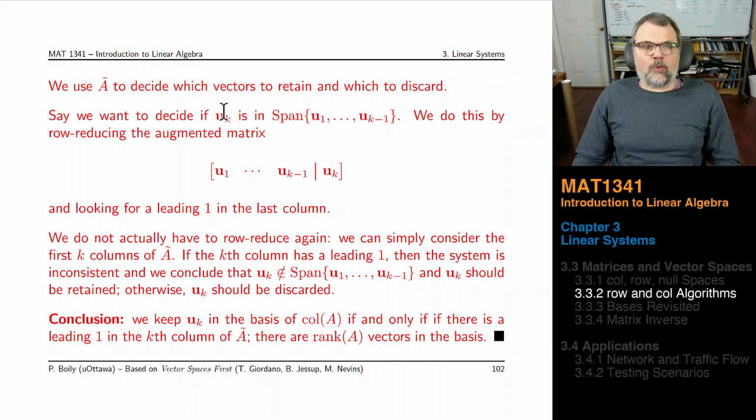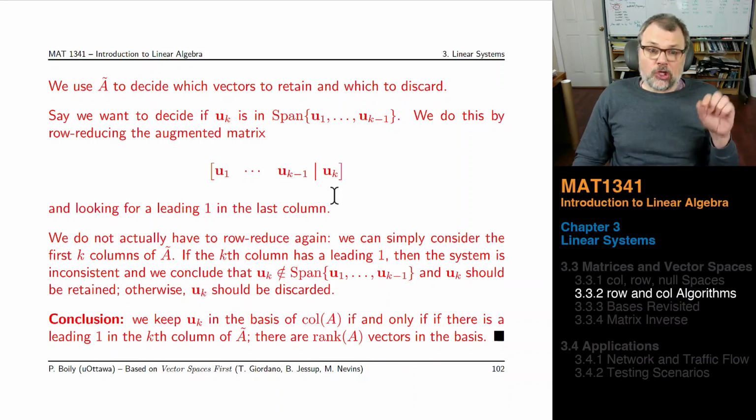Like if you wanted to know whether UK was in the span of U1 to UK minus 1, you'd row reduce the augmented matrix and verify if you can write this as a linear combination of the other ones, or, in other words, is this augmented system consistent? So you'd be looking for a leading one in that last column. But you don't actually have to row reduce again, right?